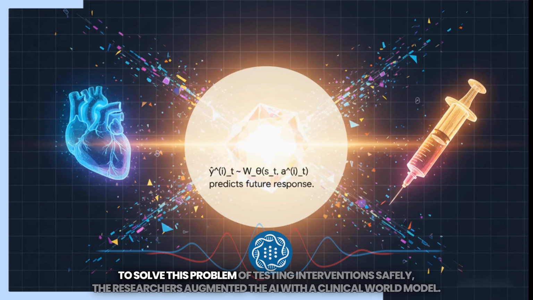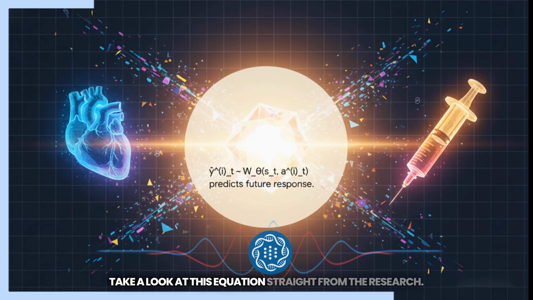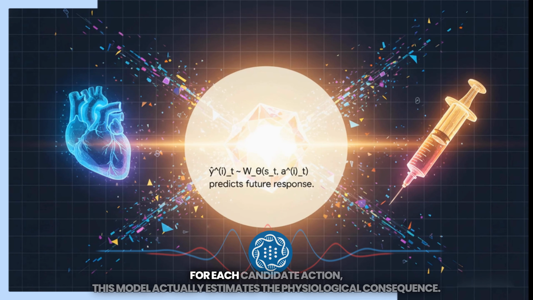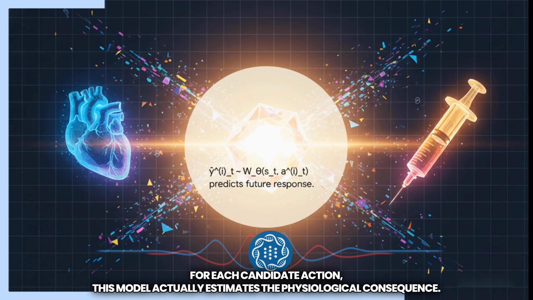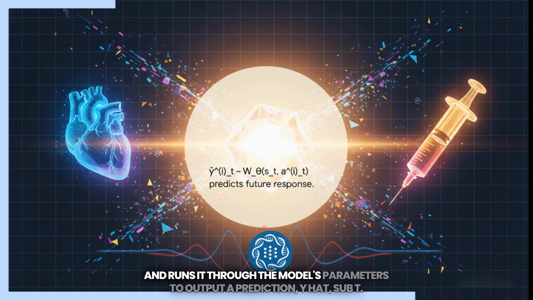To solve this problem of testing interventions safely, the researchers augmented the AI with a clinical world model. Take a look at this equation straight from the research. For each candidate action, this model actually estimates the physiological consequence. It takes the current patient state, S sub t, combines it with a proposed action, A sub t, and runs it through the model's parameters to output a prediction, Y hat sub t.